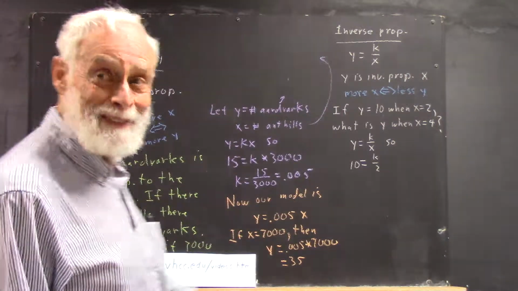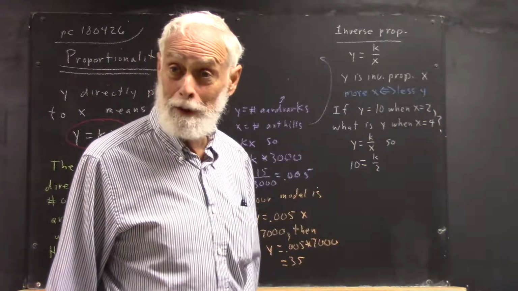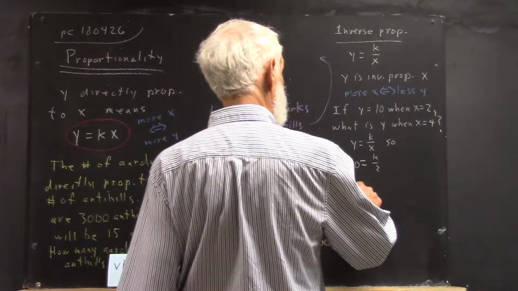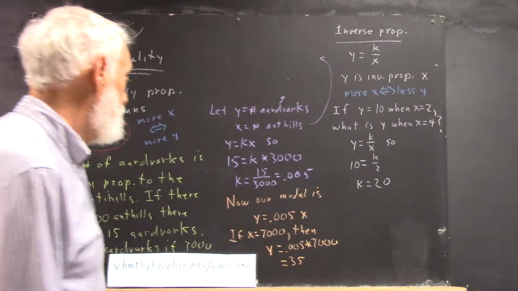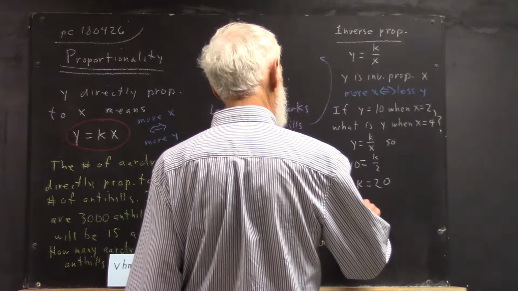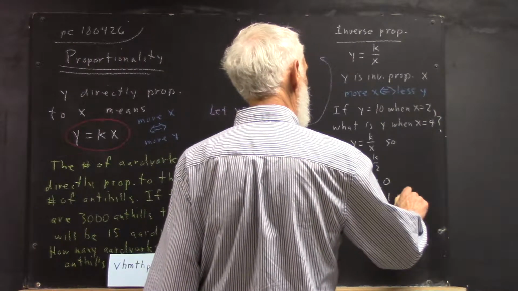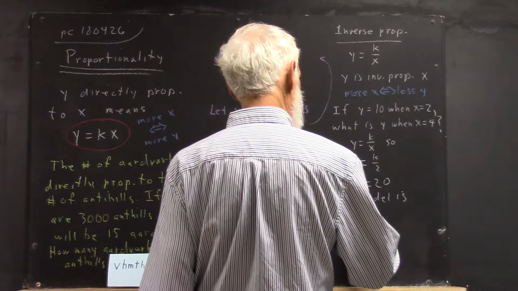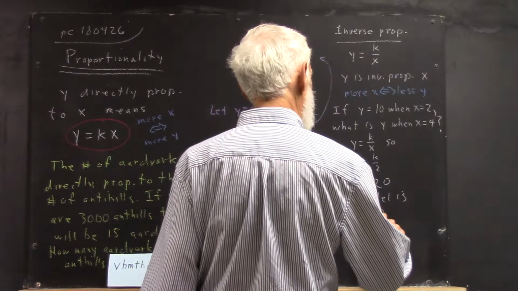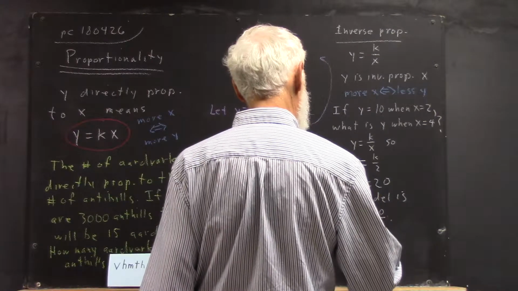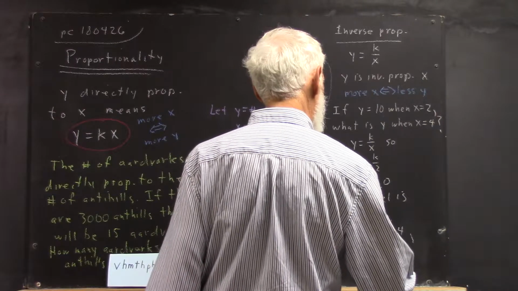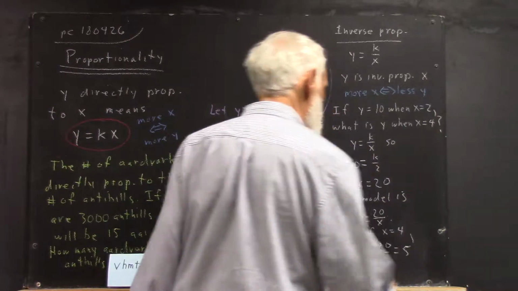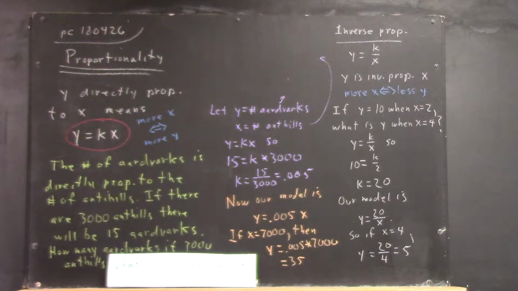We're way past that. Okay, now, so we have 10 equals k over 2, right? So we solve that, so, well, k is clearly 20, right? So now our model is y equals 20 over x. So if x equals 4, y equals 20 over 4, which Candace will confirm is 5. I confirm. Okay? So this is really easy, right?